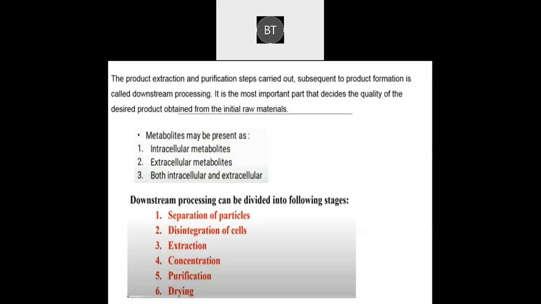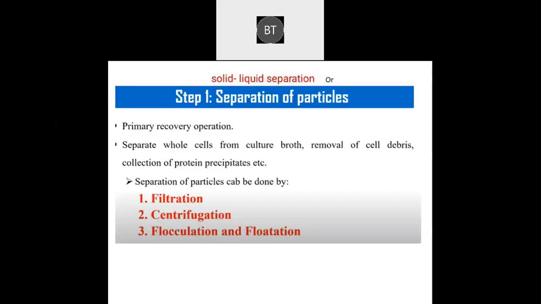So there are different stages of downstream processing, such as you can see here: separation of particles, disintegration of the cells, extraction, concentration, purification, and drying. We shall study each of these topics individually. So the first one, as we said, is the separation of the particles. This is also known as solid liquid separation. So this is the primary recovery operation.